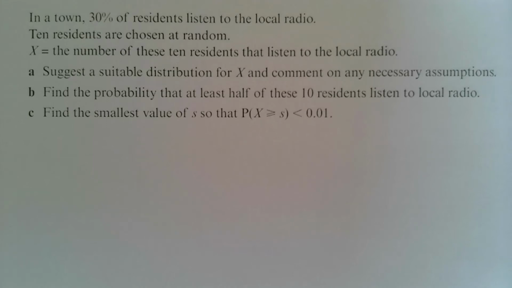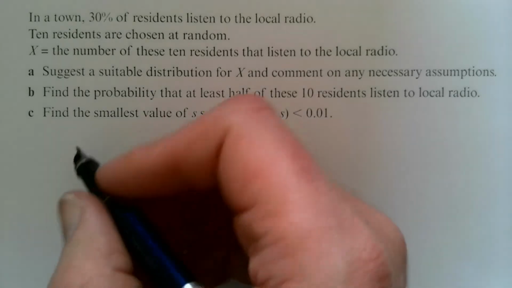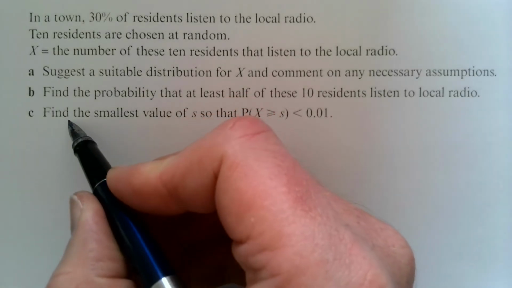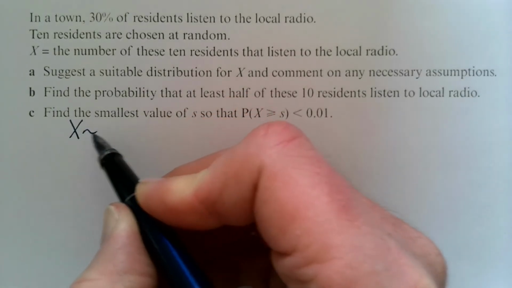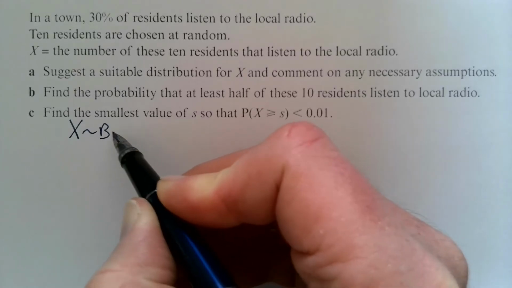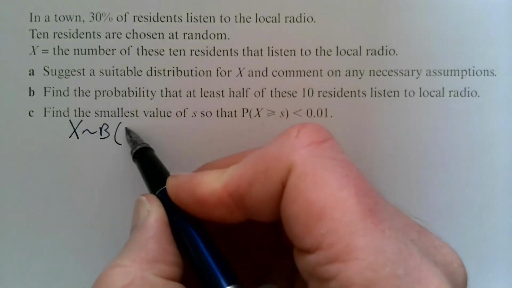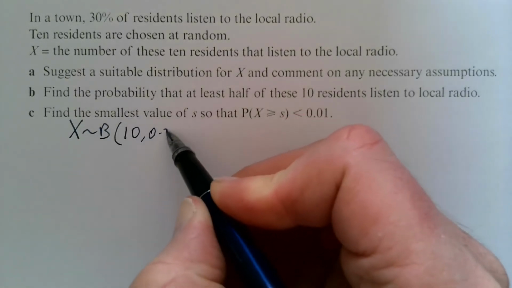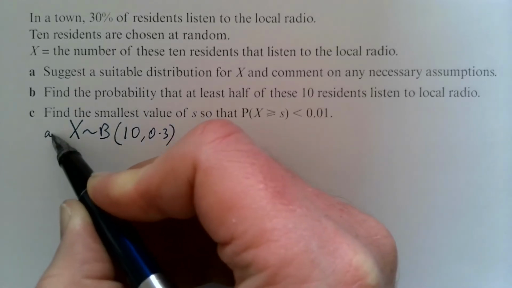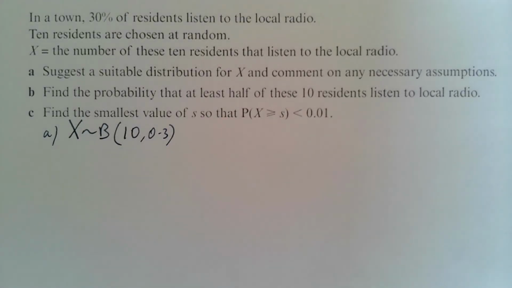Okay, here's our next question. Pause the video, write it down, have a go. Right, we haven't talked about the assumptions today. It's just like it was in the previous lesson when I introduced the binomial distribution. So we're going to be able to use a binomial. It's 10 trials, and the probability is 0.3, isn't it? So that's what you'd write first of all.